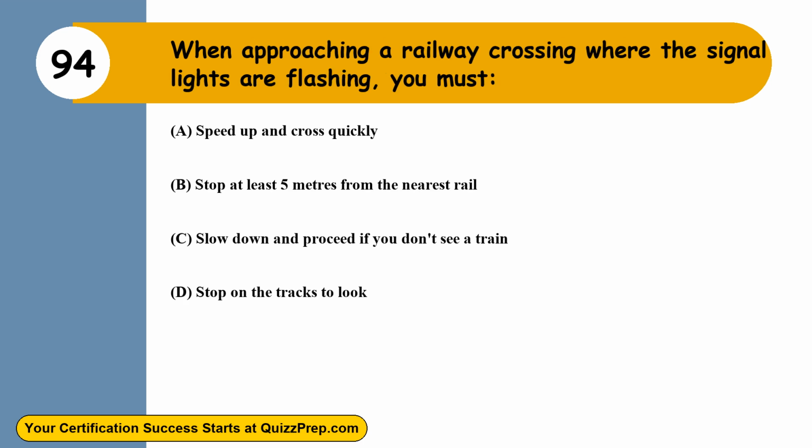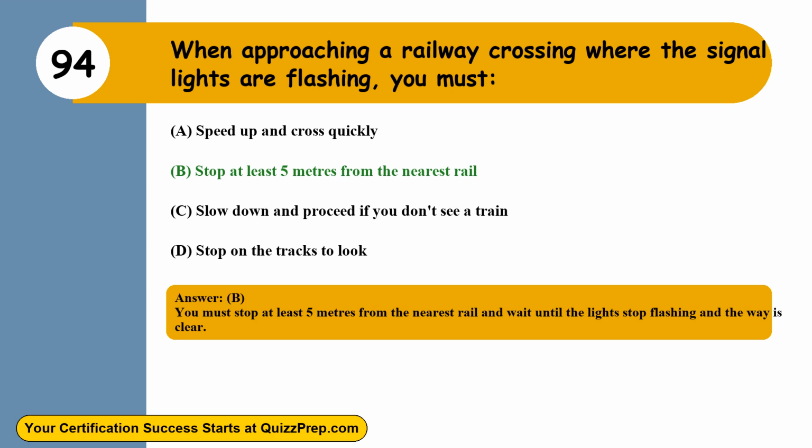Question 94. When approaching a railway crossing where the signal lights are flashing, you must: Option A, speed up and cross quickly. Option B, stop at least 5 meters from the nearest rail. Option C, slow down and proceed if you don't see a train. Option D, stop on the tracks to look. The correct answer is option B. Stop at least 5 meters from the nearest rail. You must stop at least 5 meters from the nearest rail and wait until the lights stop flashing and the way is clear.